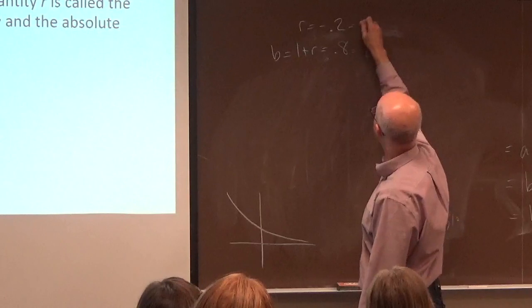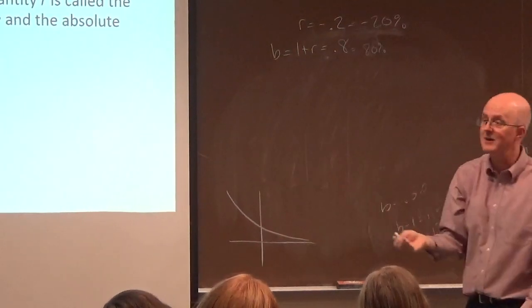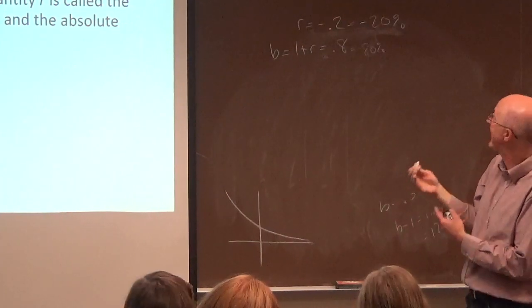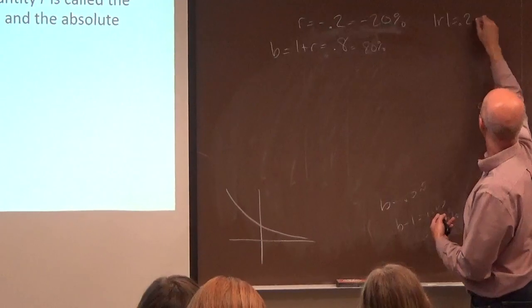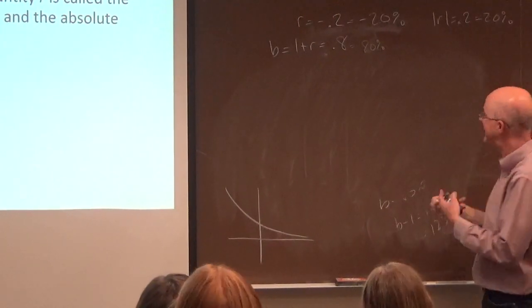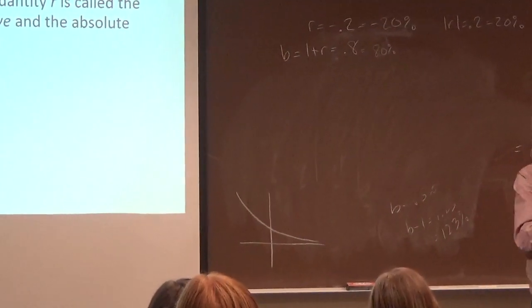It's going down by 20%. R itself is negative. You could say the growth rate is negative, but the absolute value of r would be positive 0.2 or positive 20%. You could also say the decay rate is positive, it's 20%. The word decay then would mean it goes down in value.